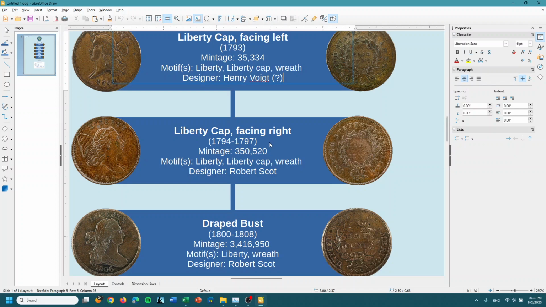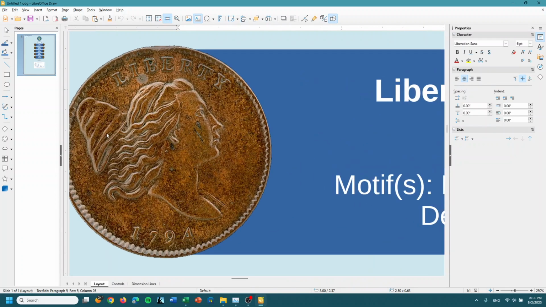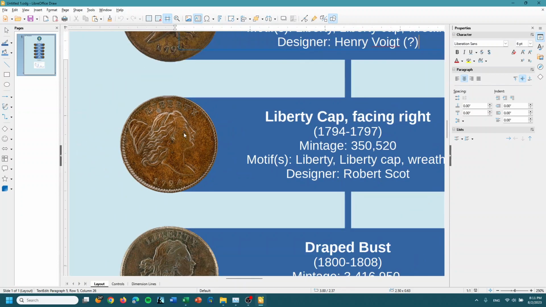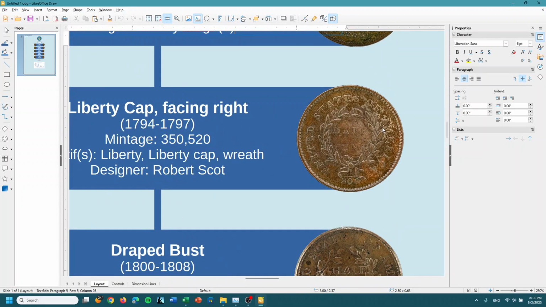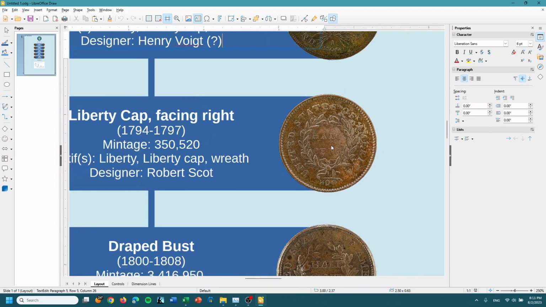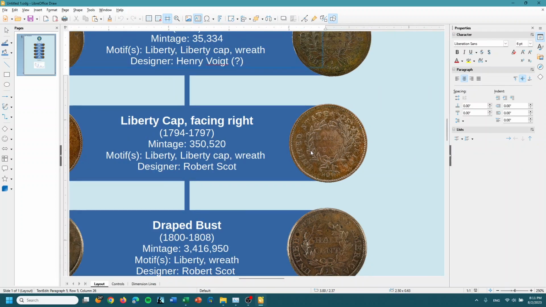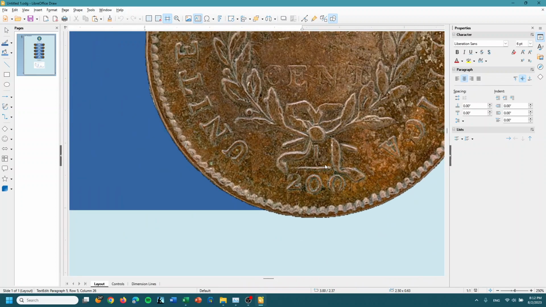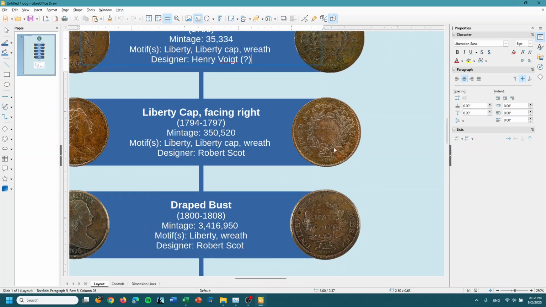The motifs here are fairly similar, like I said. You have the Liberty cap on a stick also. That's for the obverse. The reverse keeps the wreath. Very minor, if any, design alterations. I can see the wreath is a little bit different, but it's the same general idea. And here you can actually see the fraction a lot more clearly, the 1 over 200.